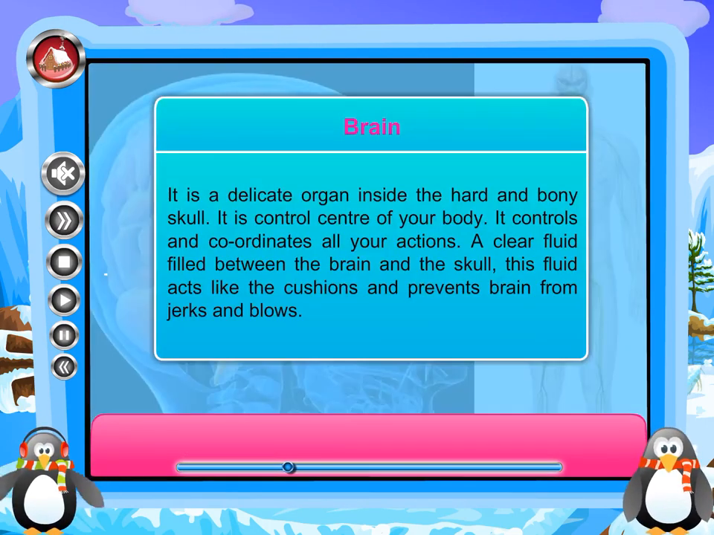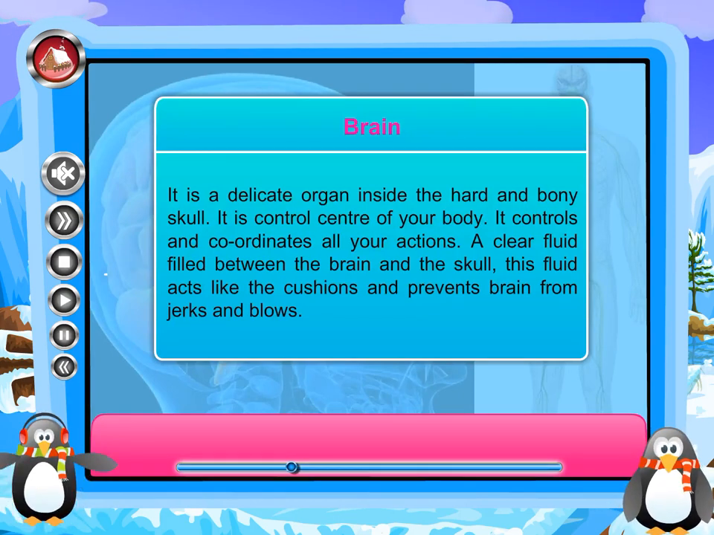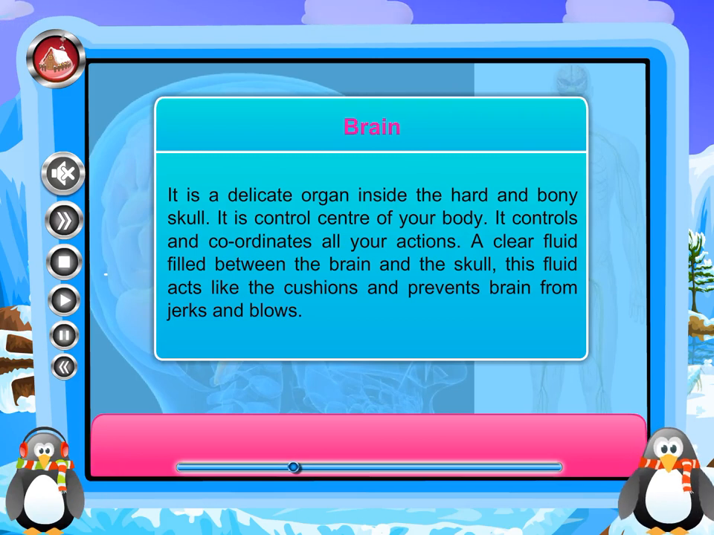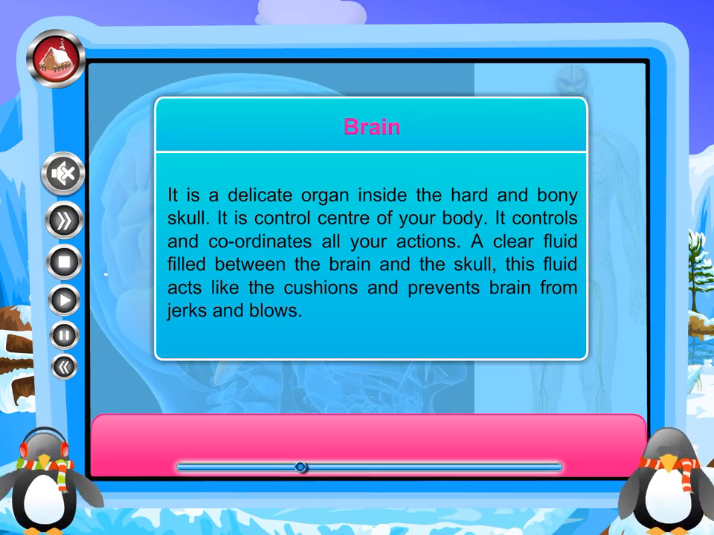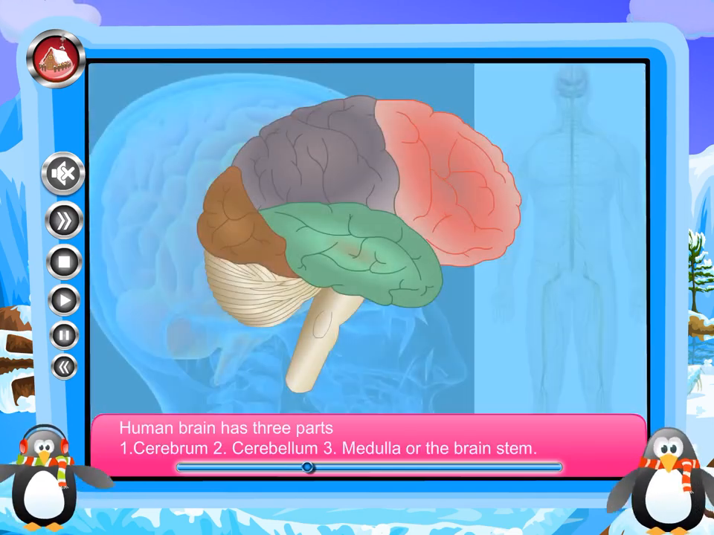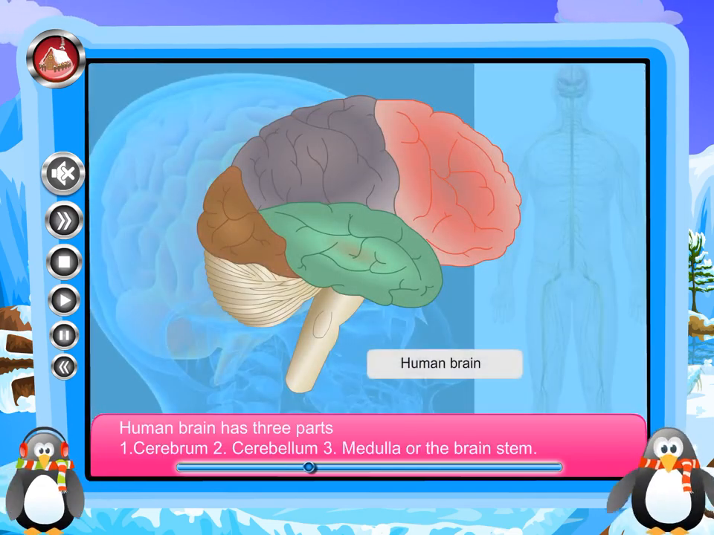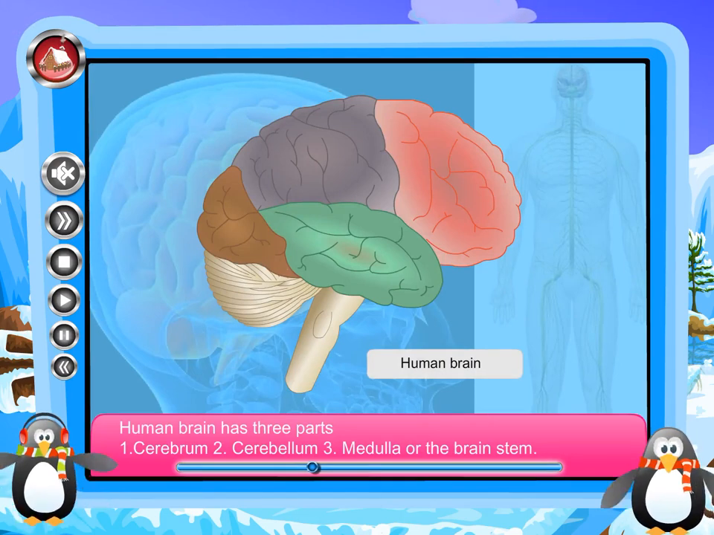Brain. It is a delicate organ inside the hard and bony skull. It is the control center of your body. It controls and coordinates all your actions. A clear fluid is filled between the brain and the skull. This fluid acts like a cushion and prevents the brain from jerks and blows. The human brain has three parts: cerebrum, cerebellum, medulla or the brain stem.